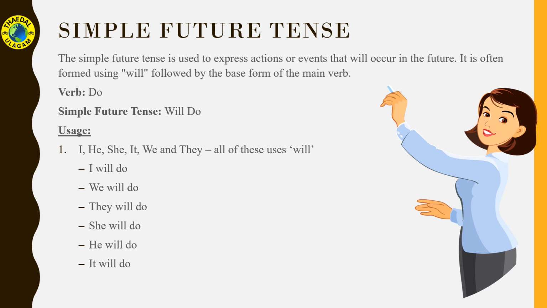I, he, she, it, we, and they, all of these use will. I will do. We will do. They will do. She will do. He will do. It will do.